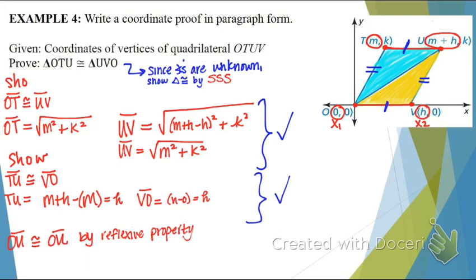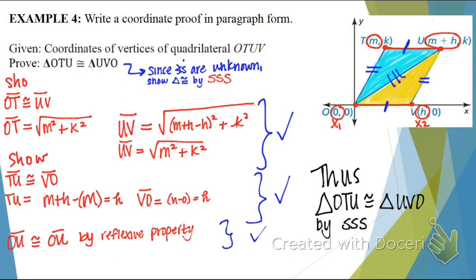So check, we've just found that those are the same length. So lastly, we can look at OU. We know that OU is congruent to itself by the reflexive property, and that creates our third side. So now that we've done all this work, right, coordinate plane work, finding lengths of things, we can say thus triangle OTU is congruent to triangle UVO by side, side, side. Let's take a look at one more example.